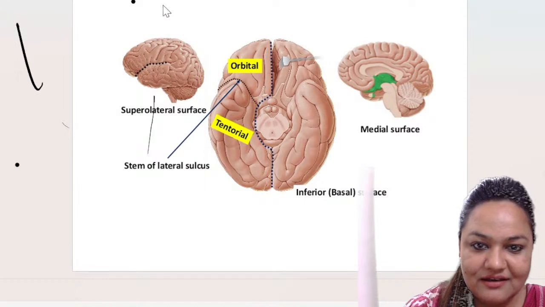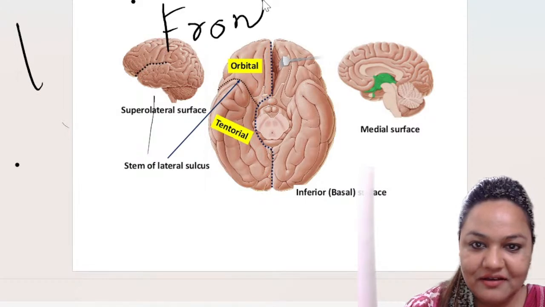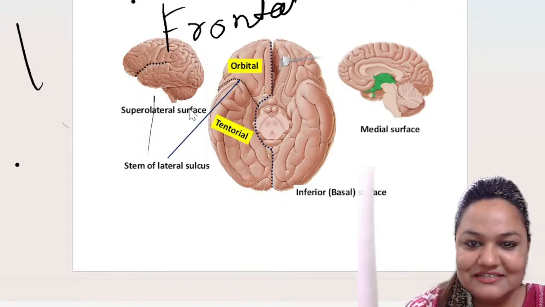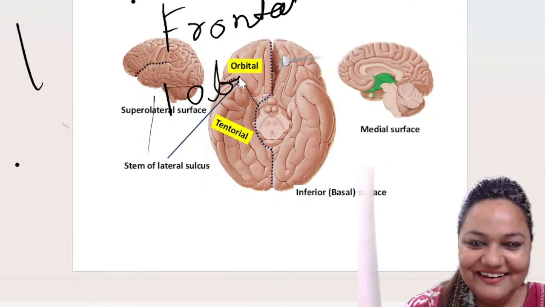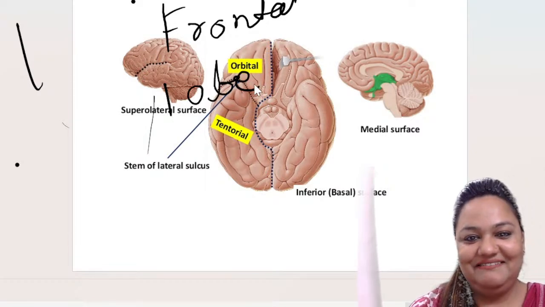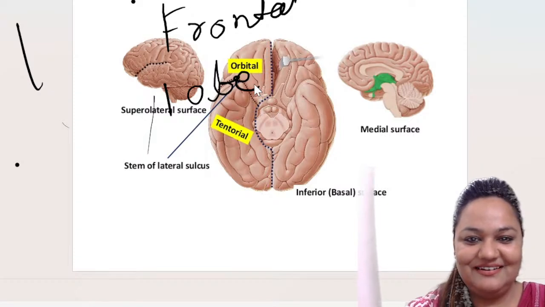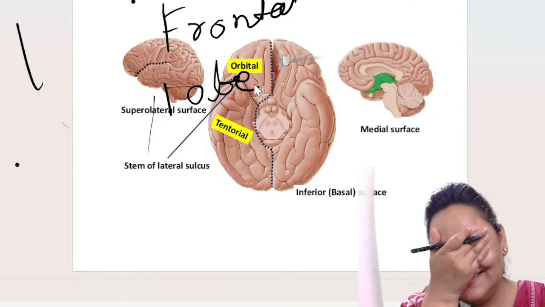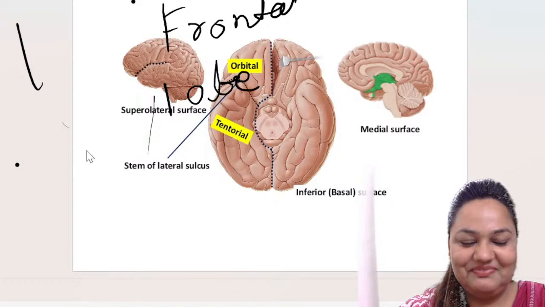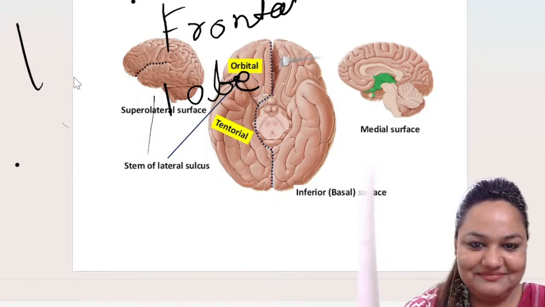Sagar, is it clear to you? Sagar, can you read that particular thing, what she has written? It is something written like front TA something, frontal lobe. Frontal lobe, yes.